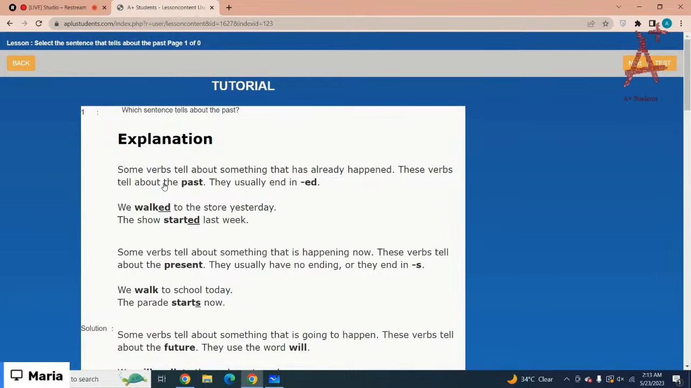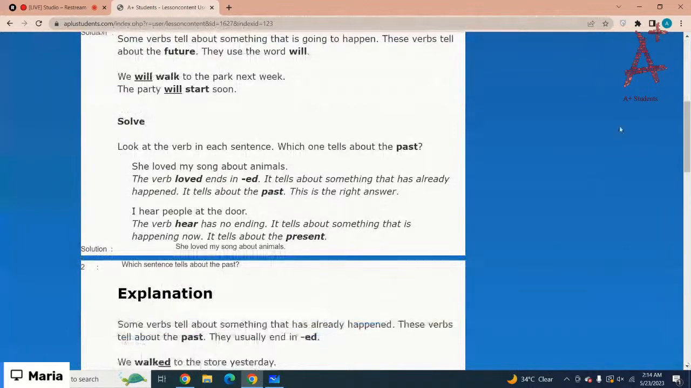Some verbs tell about something that is happening now. These verbs tell about the present. They usually have no ending or end in S. We walk to the school today. The parade starts now. Some verbs tell about something that is going to happen. These verbs tell about the future. They use the word will. We will walk to the park next week. The party will start soon.